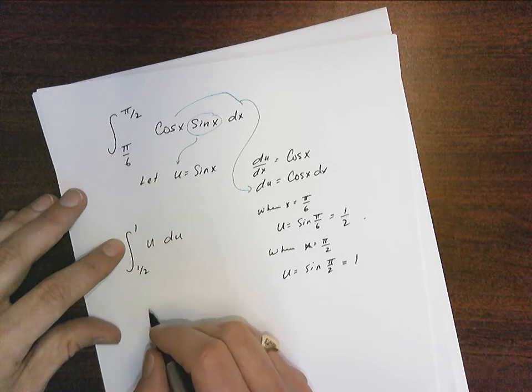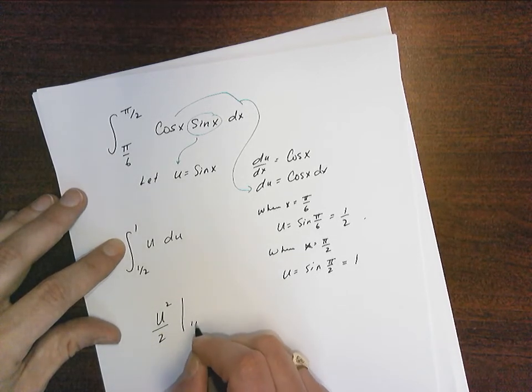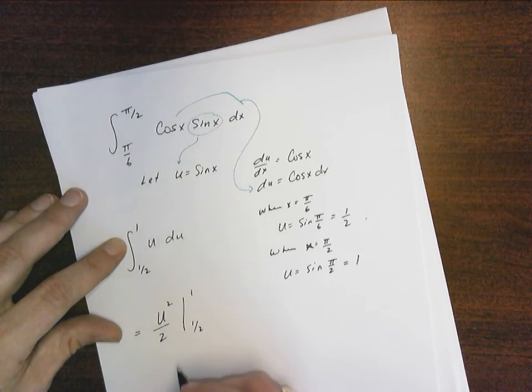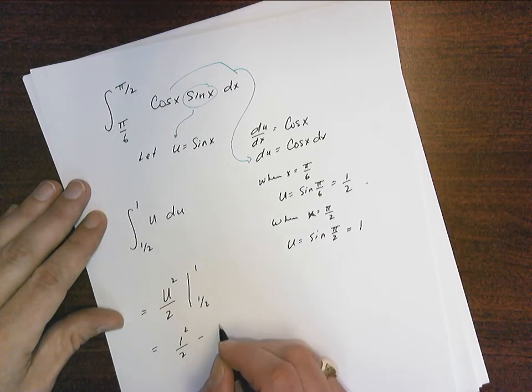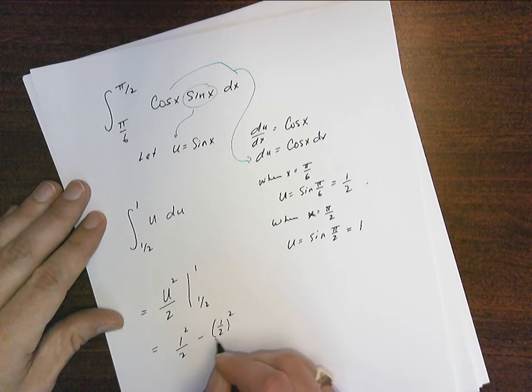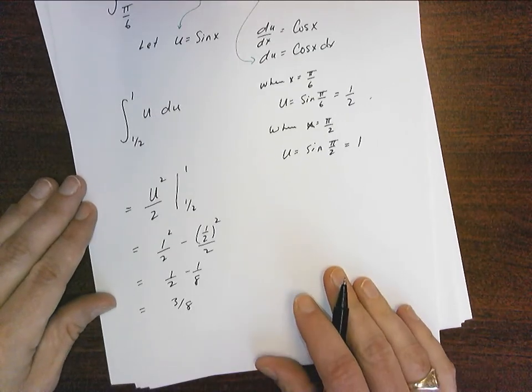When we take that integral, it's going to be u squared over 2 between 1/2 and 1. So that's going to be 1 squared over 2 minus 1/2 squared over 2. So that's going to be 1 over 2 minus 1 over 8, so that's 4 over 8 minus 1 over 8. So it's going to be a final answer of 3 over 8.